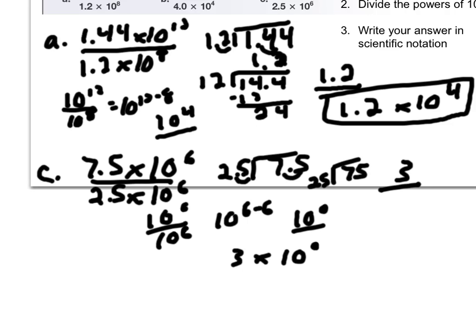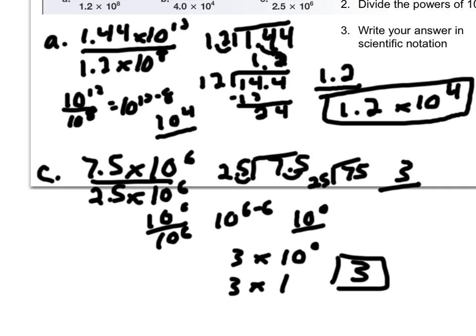Okay, we could leave it like that, but however, anything to the 0 power is what? We've always said anything to the 0 power is 1. So this is the same as 3 times 1, because anything to the 0 power is 1. So that is just 3. Okay? So 3 times 10 to the 0, or just 3.